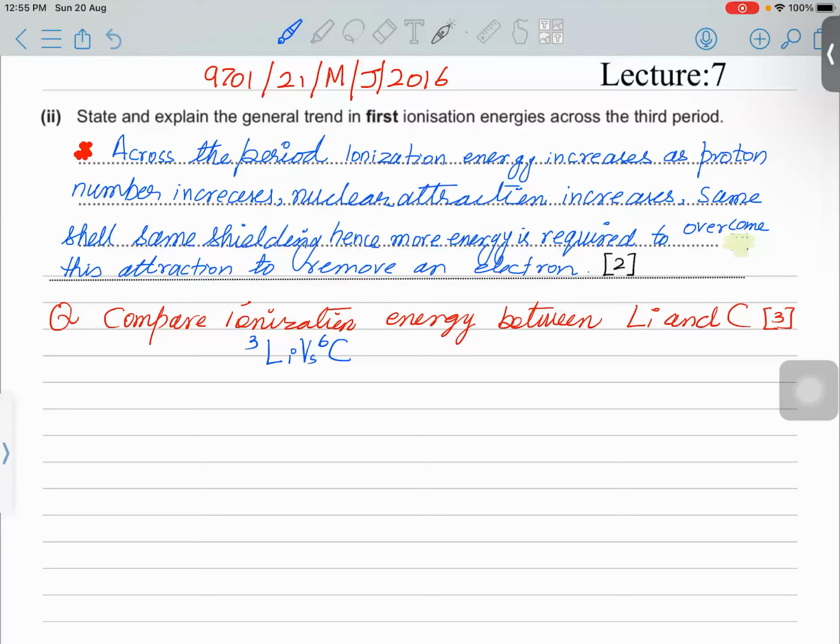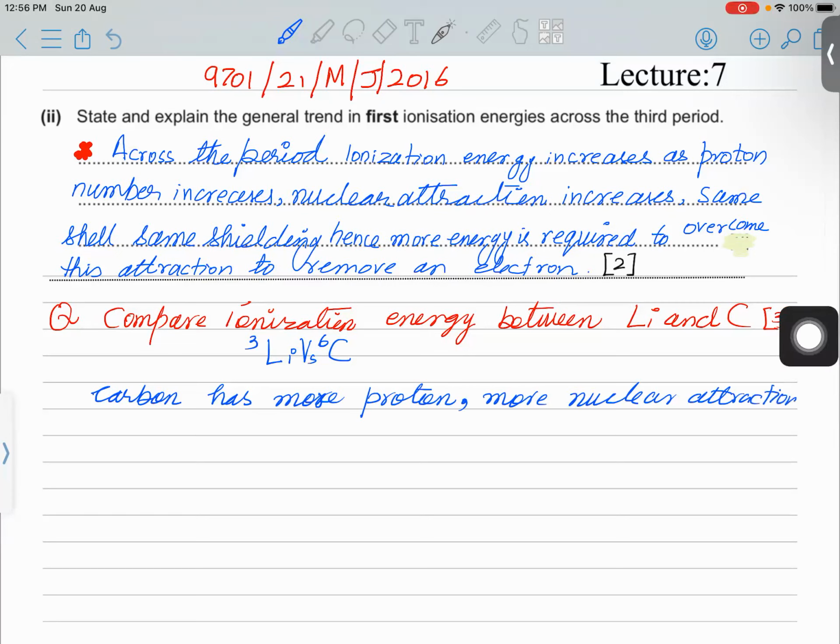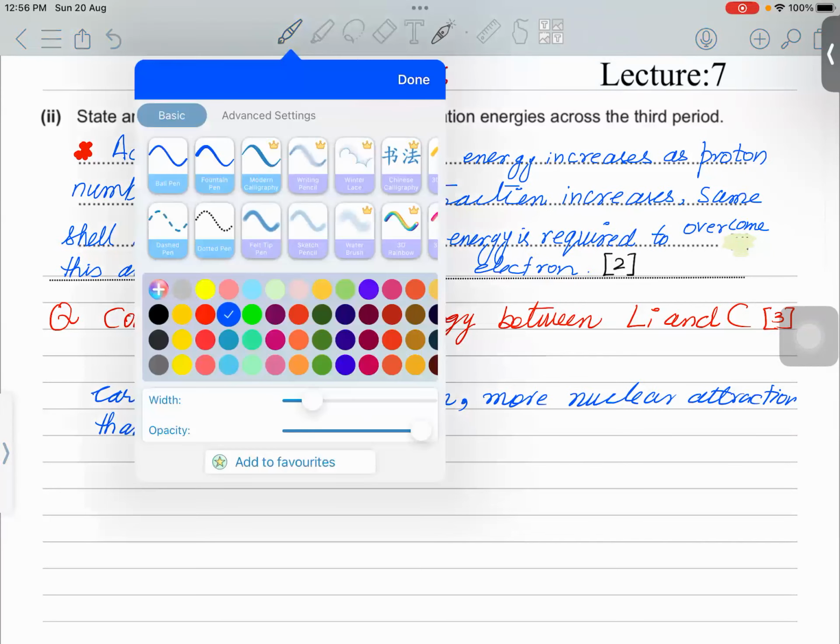So I am writing: carbon has more protons, more nuclear attraction than lithium. This is our first point.